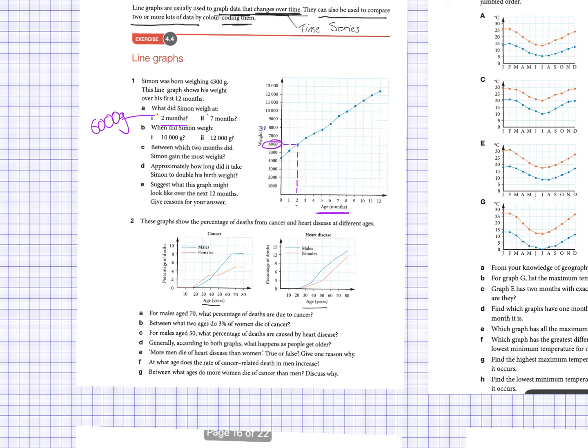Another way of looking at these questions is, when did Simon weigh 10,000? So the answer is going to be a time because it says when. So we'd find 10,000 along the side here, we'd go across until we hit the blue line, then we go down until we find the time, which would be 8 months. So you might be asked to find either the time or the category up the side, and you're just using horizontal and vertical lines to find that cross point where the line graph meets the two lines.